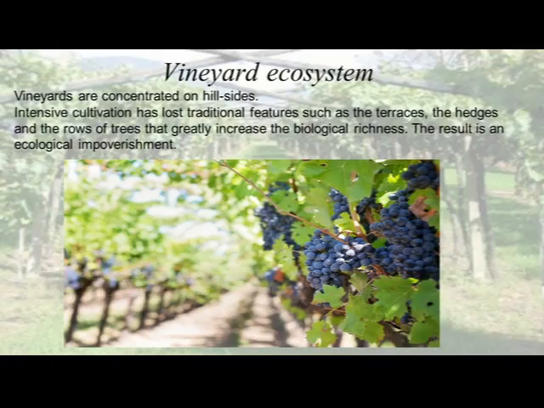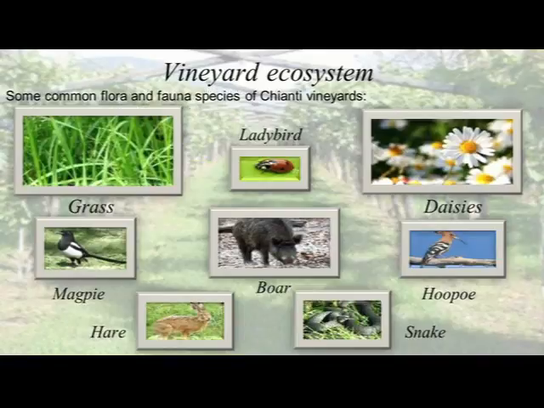Vineyard ecosystem. Vineyards are concentrated on high hillsides. Intensive cultivation has lost traditional features such as the terraces, the hedges, and the rows of trees that greatly increase the biological richness. The result is an ecological impoverishment. Some common flora and fauna species of Chianti vineyards: grass, ladybird, daisies, magpie, boar, hoopoe, hare, snake.